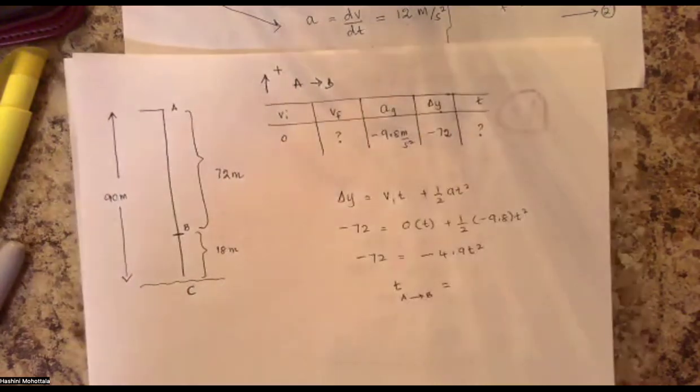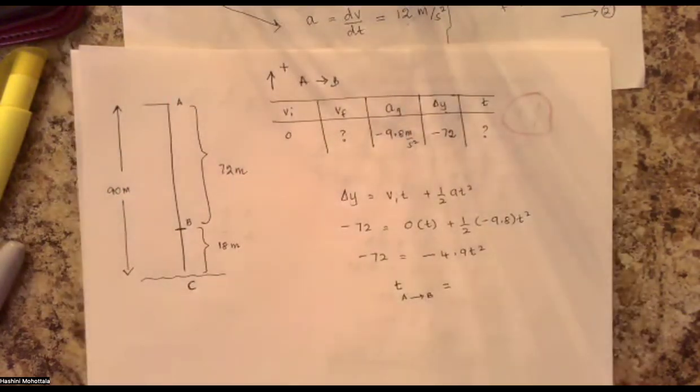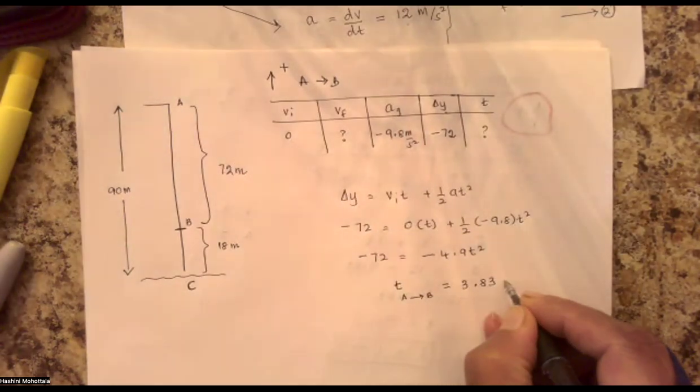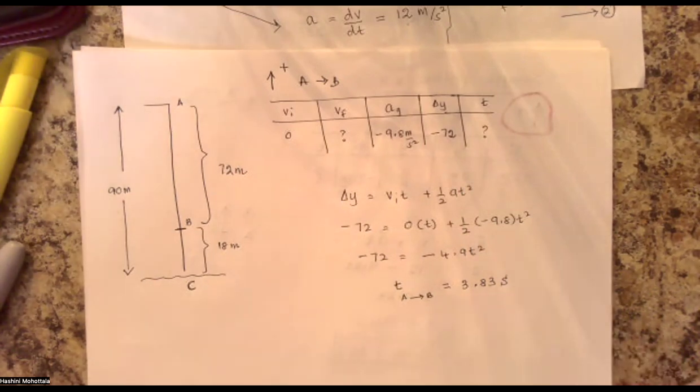Anyone who has the answer, please share that with me. 3.83. Is that right, guys? From A to B? 3.83. I see some nods.